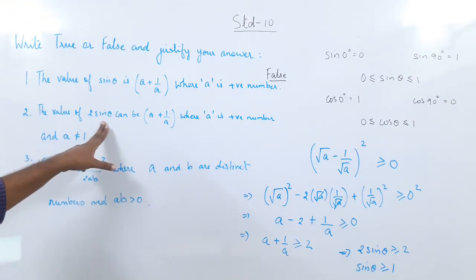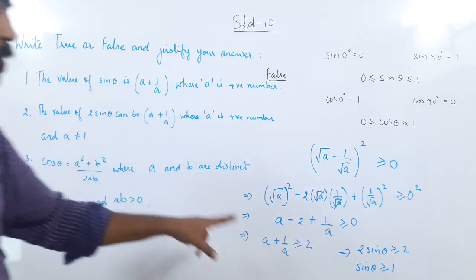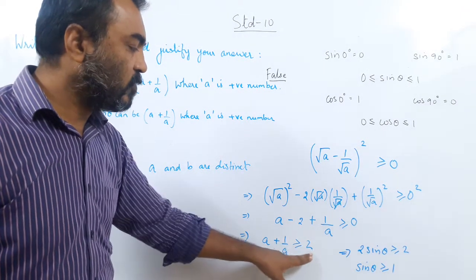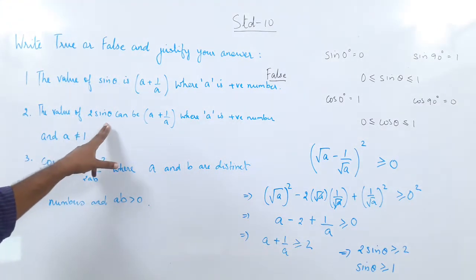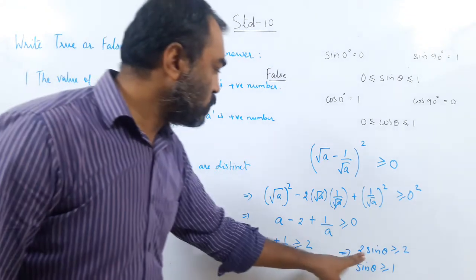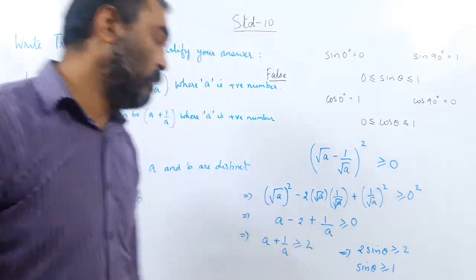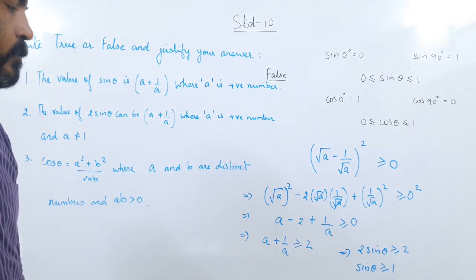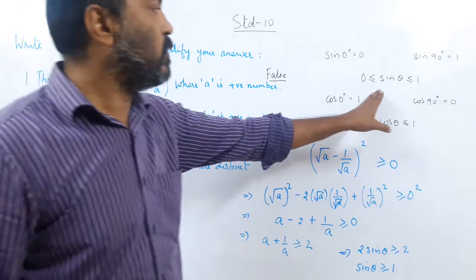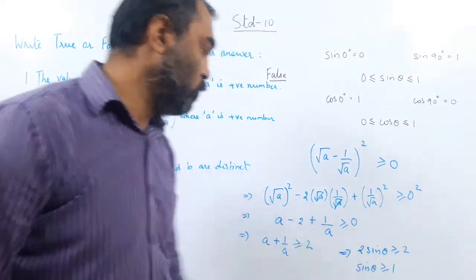Now the next question is continuous. What about 2 sin theta? Can it be a plus 1 upon a? Then we saw a plus 1 upon a is greater or equal to 2. But we want 2 sin theta. So if 2 sin theta is a plus 1 upon a, then 2 sin theta is greater or equal to 2, which means sin theta is greater or equal to 1. Okay? Now we saw that sin theta can never be greater than 1. So the greater than 1 part we have to remove.